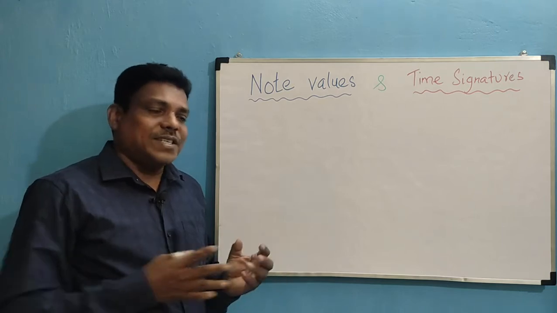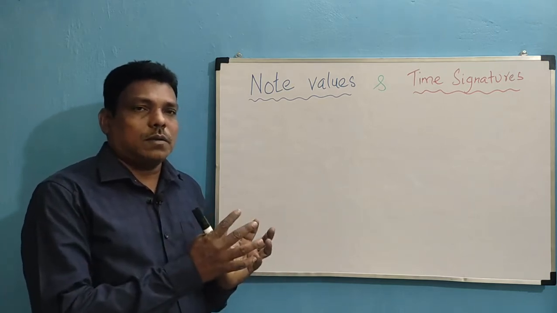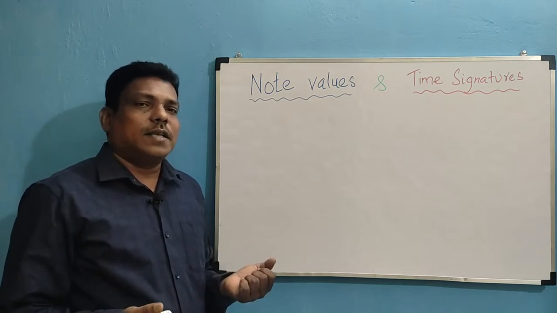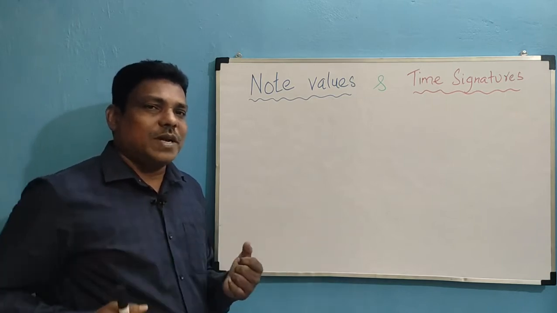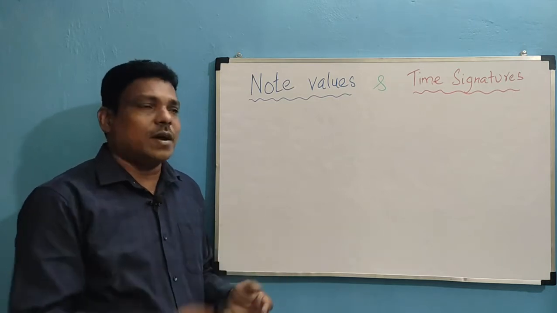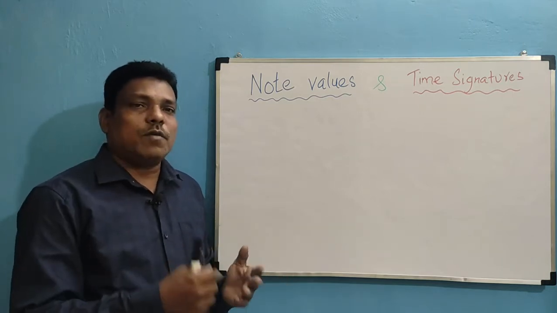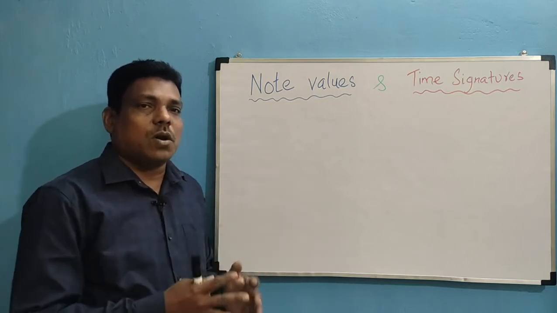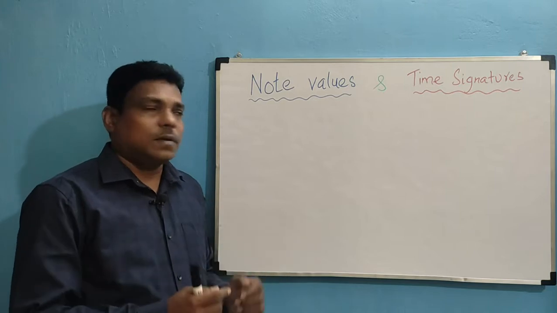Value means measuring the note. Whatever note you are playing, we have to measure. For things like distance, we measure it in kilometers: how many kilometers, like that. Like here in music, we have measurement values called beats and bars. First we'll talk about beats.